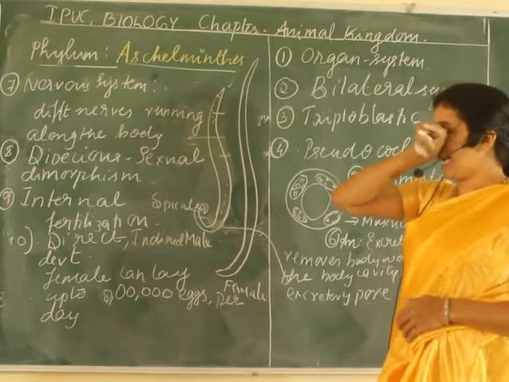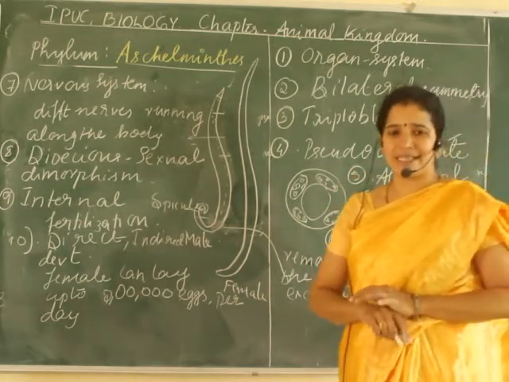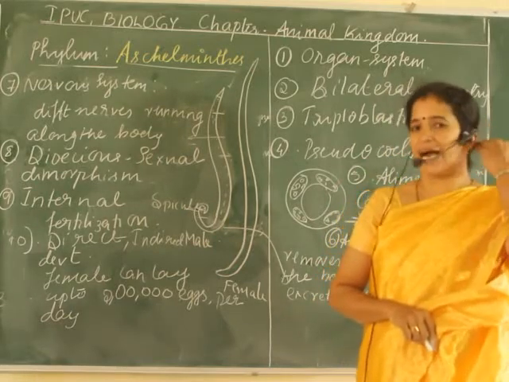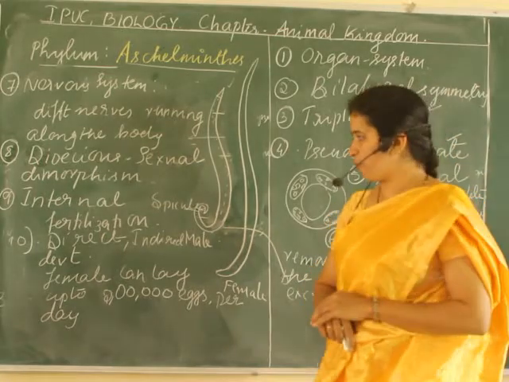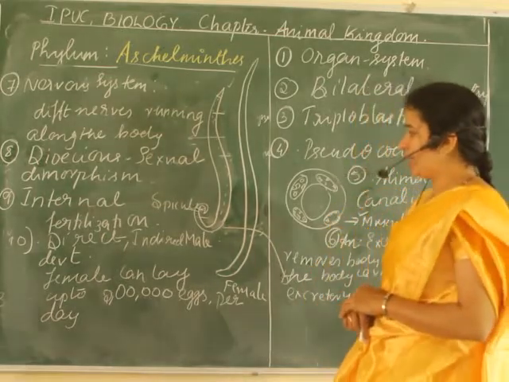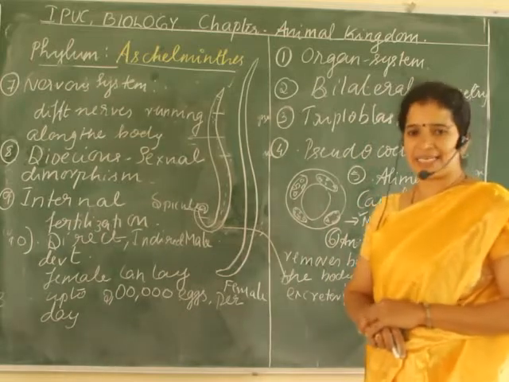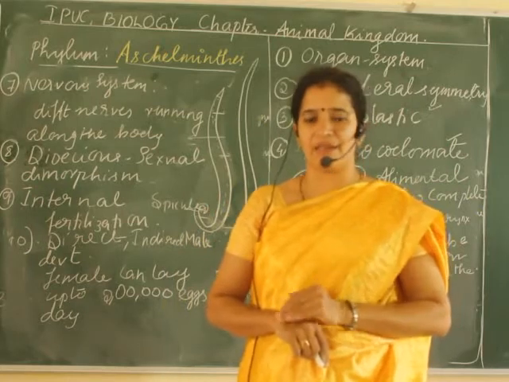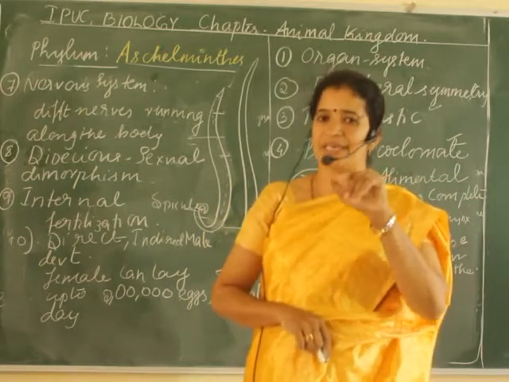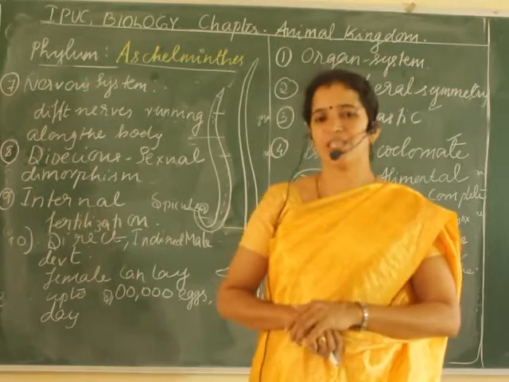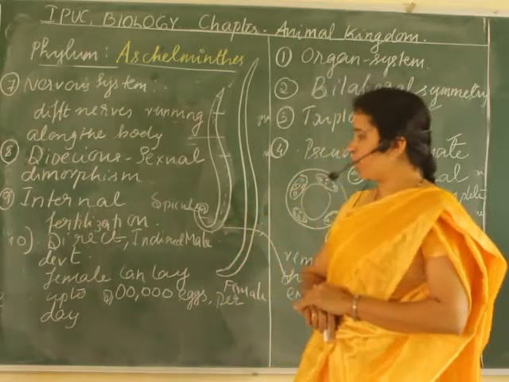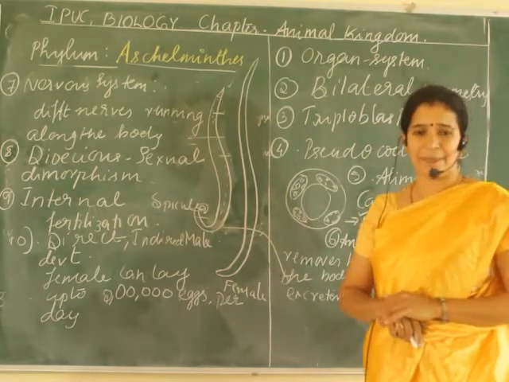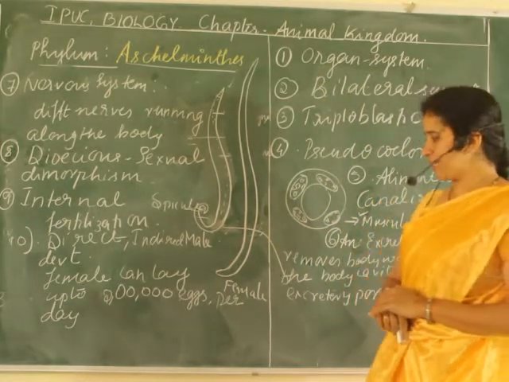Then about their reproduction, they are dioecious. That means sexes are separate. Male and female bodies are distinct. They show sexual dimorphism. And mainly here, in case of Ascaris, males will be smaller than the female Ascaris, and males have a ventrally curved tail with penial spicules, and they follow internal fertilization. There will be direct development as well as indirect development also seen.